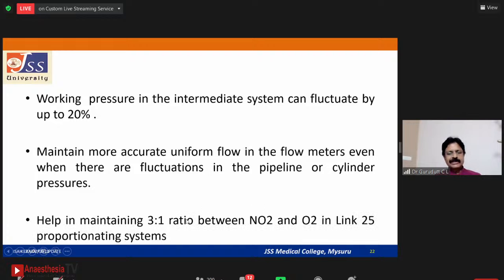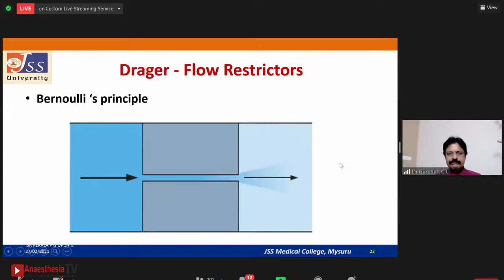And I told you that the 3:1 ratio of nitrous oxide to oxygen in Link 25 can also be maintained because of these second stage pressure regulators. In Draeger machines, many of them do not have the second stage pressure regulator. Then how is the pressure reduced in Draeger machines? They use flow restrictors, which use Bernoulli's principle.